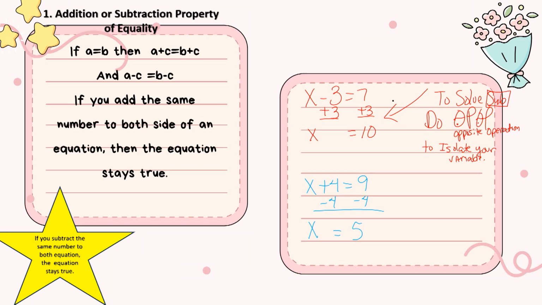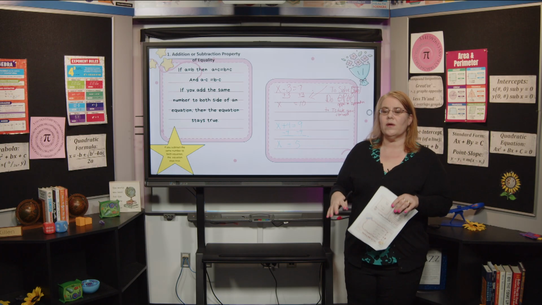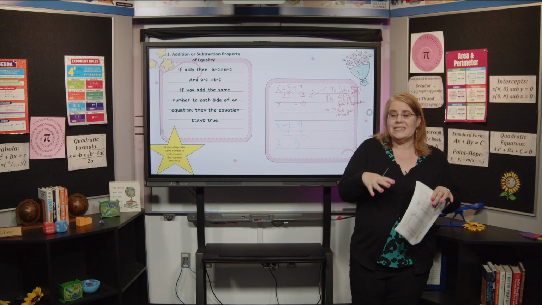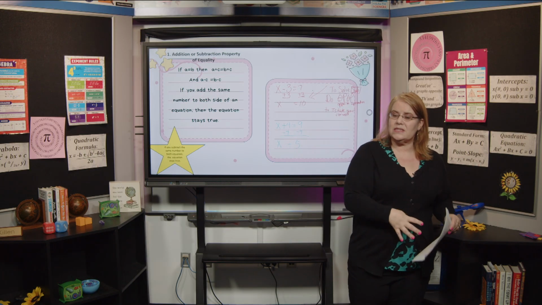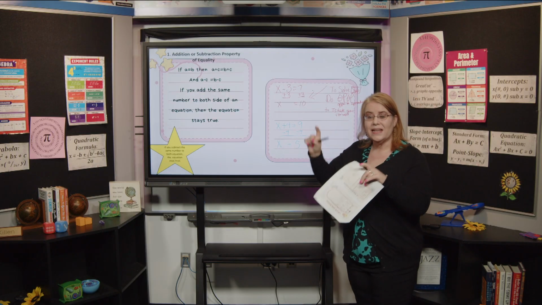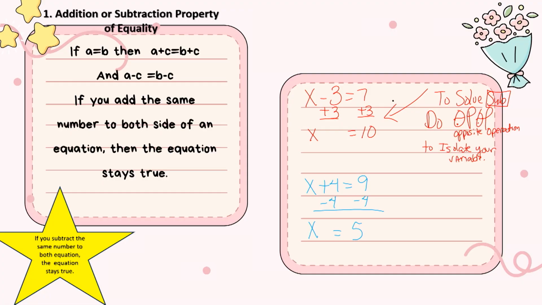So everybody remembers COVID. Everybody remembered when someone got sick, they had to isolate, self-isolate, meaning they had to get by themselves. So when I isolate my variable, what am I doing? I'm getting it by itself. And that's what I did right here. I did opposite operation. I had subtraction and I did addition on both sides. And I isolated my variable. So that's what I do when I solve a subtraction problem.